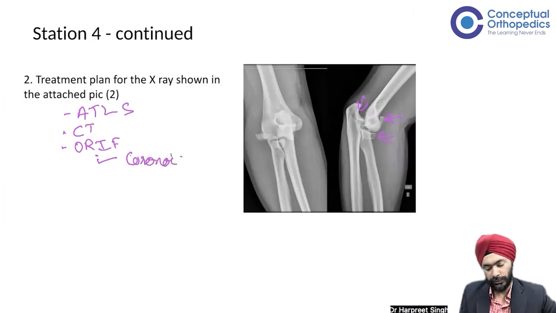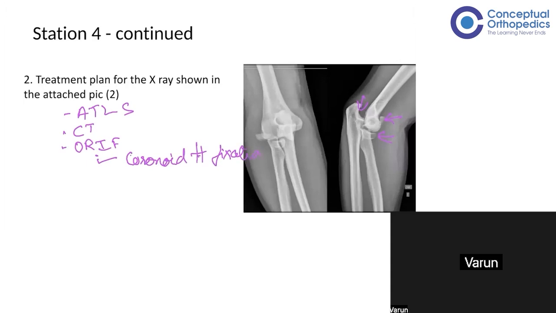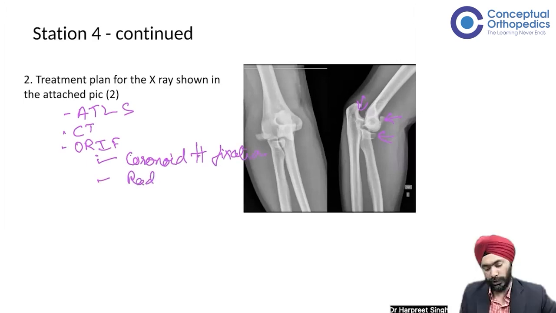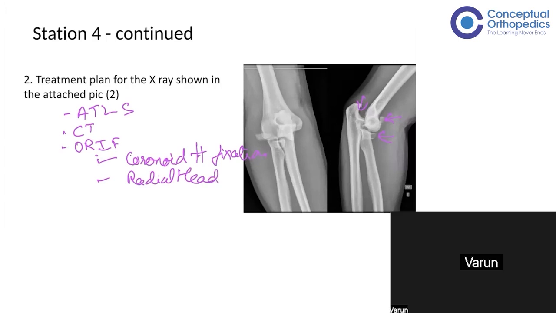You said you want to fix your coronoid fracture. You said that, yes, sir. Coronoid, and you said the radial head. You want to do the radial head. So which do you want to do first? Sir, I would first, with a lateral approach, see the radial head and see if it is fixable or if it is unrepairable.